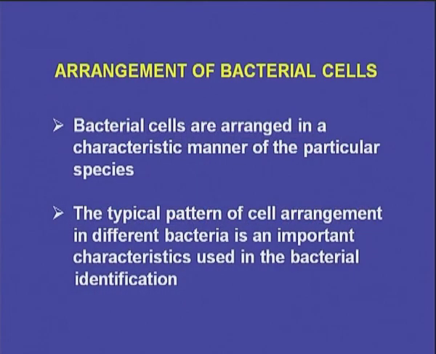Now we come to the arrangement of bacterial cells. Bacterial cells are arranged in a characteristic manner of the particular species. All species have a characteristic type of cell arrangement, and the typical pattern of cell arrangement in different bacteria is an important characteristic used in bacterial identification.